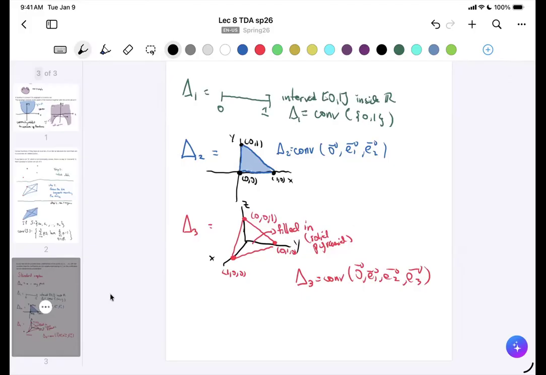So delta n would just be, inside Rn, the convex hull of the zero vector, E1, E2, up to En.